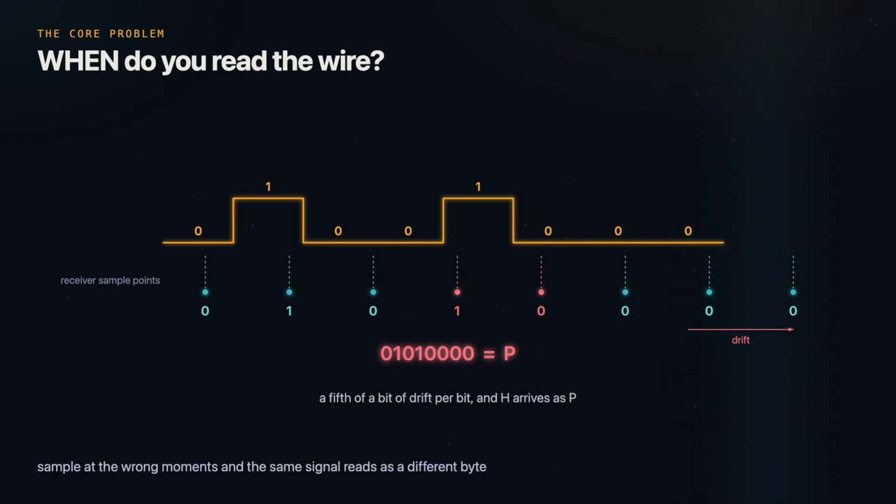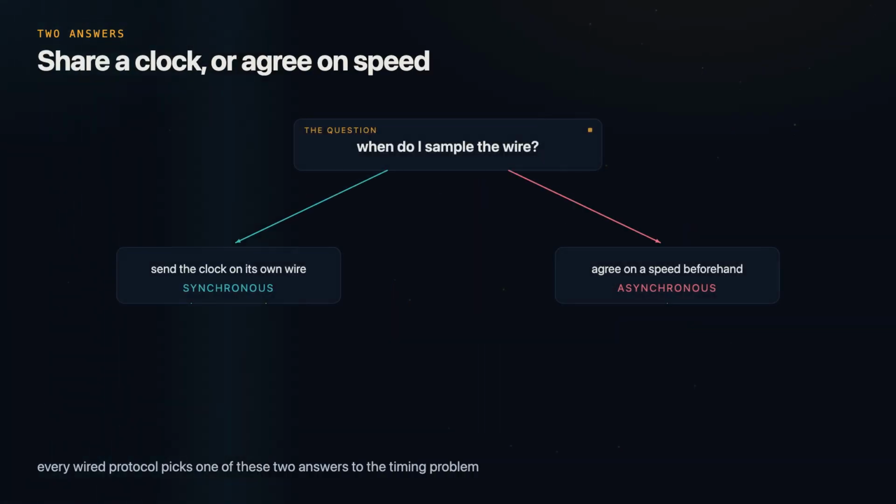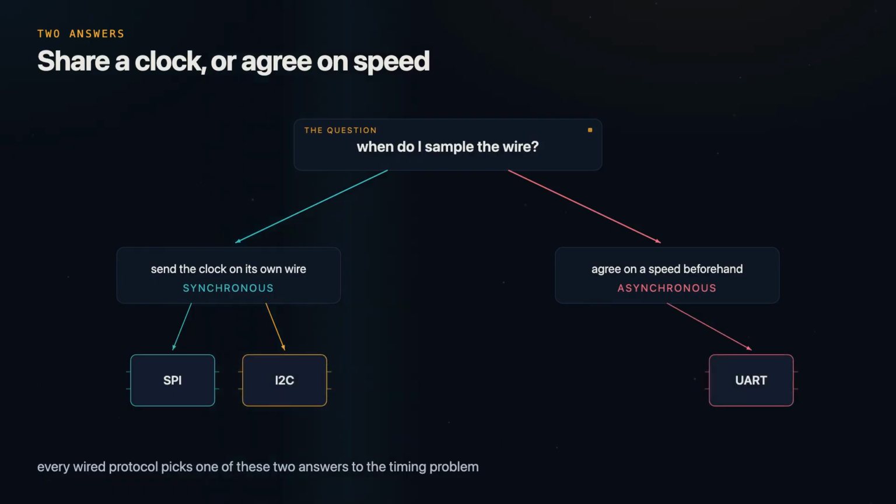Every serial protocol is an answer to one question: how do two chips agree on time? There are exactly two honest answers. Answer 1. Run a second wire that carries the beat like a metronome. Sample on every tick. That is called synchronous, and it is how SPI and I2C work. Answer 2. No clock wire at all. Agree on a speed beforehand, and use tricks to stay lined up. That is asynchronous. That is UART. Let us take them one at a time.